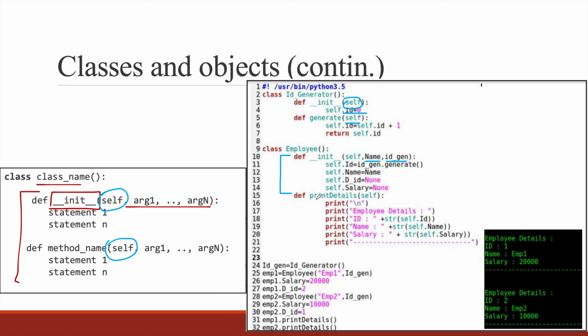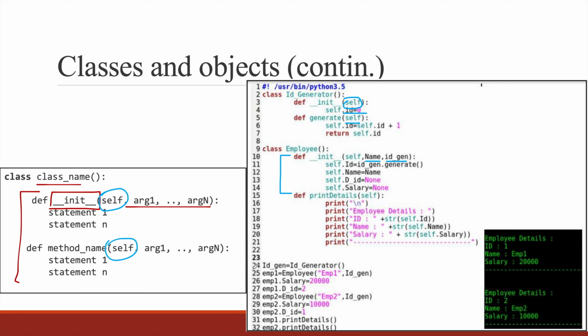And then we have another method, print details, and because it's an instance method, we also have to include self, and then we will print the details of an employee. We will print their ID, their name, and their salary. So here, in this example, we want to access the ID, we have to access it through self. So we write self.id, self.name, and self.salary. So these are the two classes.